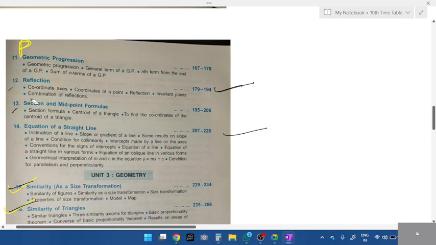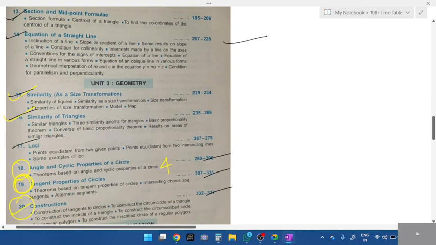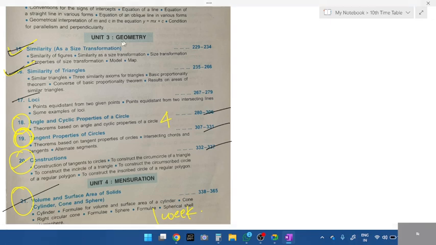Fine. So now, today evening or tomorrow, after we solve the paper or after revision, I'll teach reflection, section, midpoint equation. These three will be covered. Okay, keep this geometric progression in pending. Then all of you will remember similarity of triangles, formulas, the concept, whatever we have studied. Have to prove similar, those things. Then this loci, angle of cyclic properties.